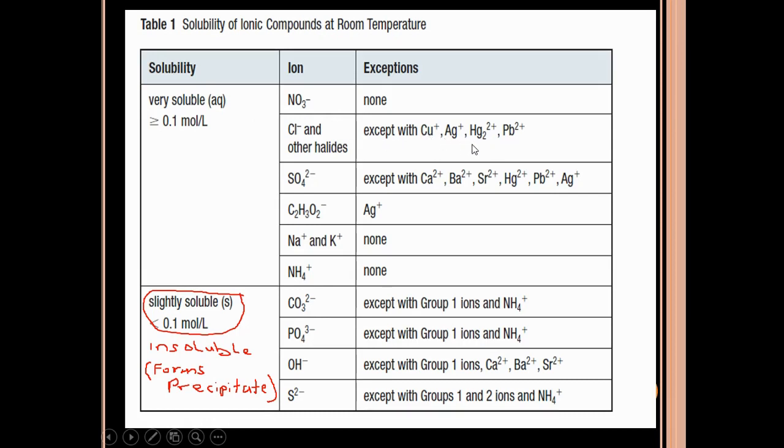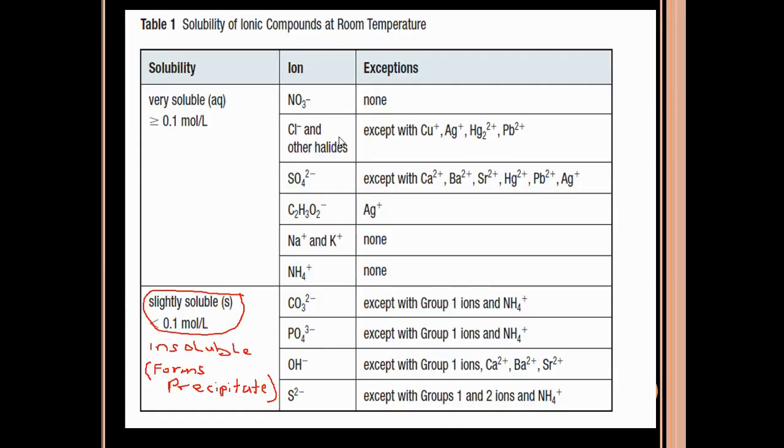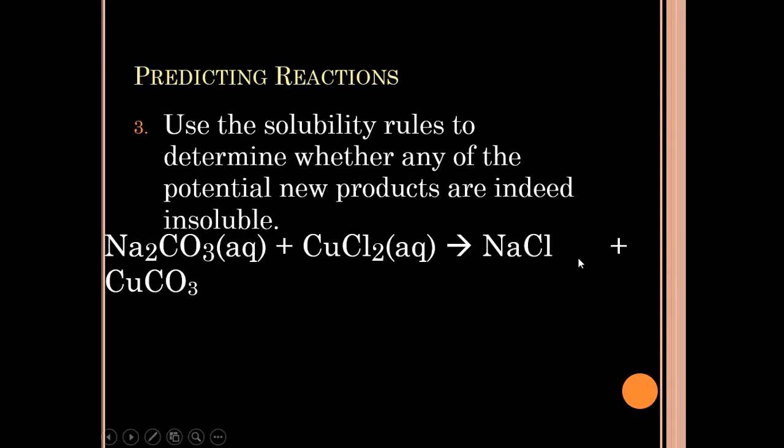One rule you should memorize is sodium, potassium, and ammonium salts. So Na+, K+, and NH4+, whenever they're combined with anything, they're always very soluble. That's why it says there are no exceptions here. So NaCl will be aqueous.